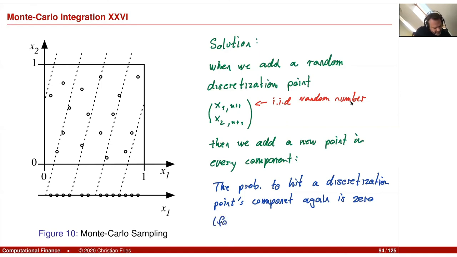So for every component, for every individual component, so for every individual dimension, this holds. So every point in every dimension is performing a contribution in each dimension. For every dimension, or for every projection.